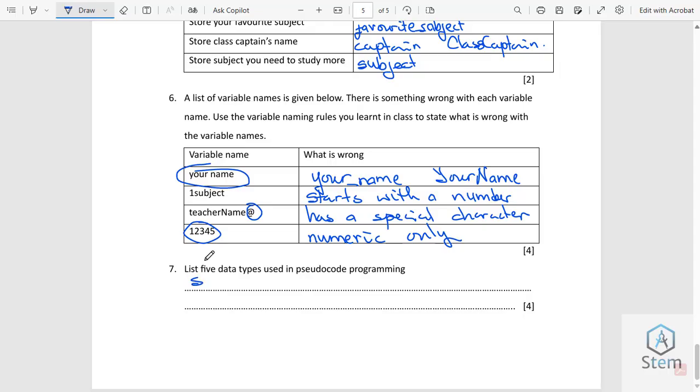Then the data types, we mentioned the data types. We have the string, we have the character, we have the real, we have the integer, we have the Boolean, and we have the date time.